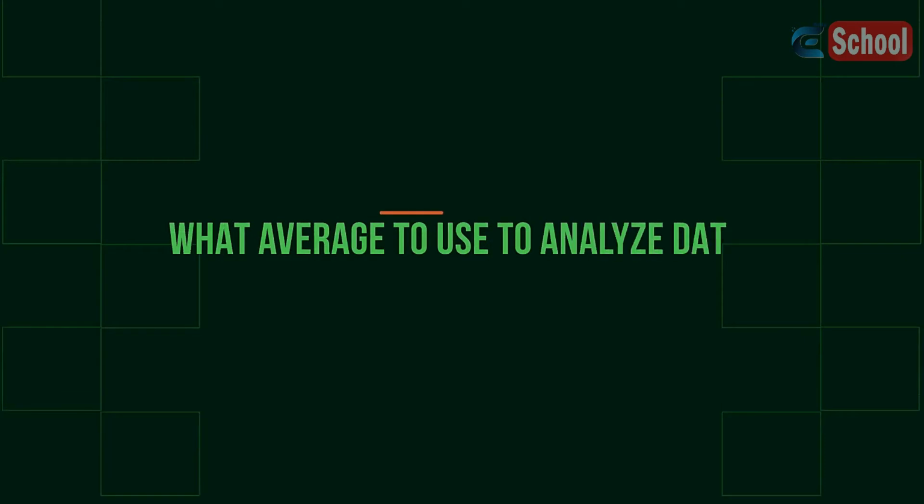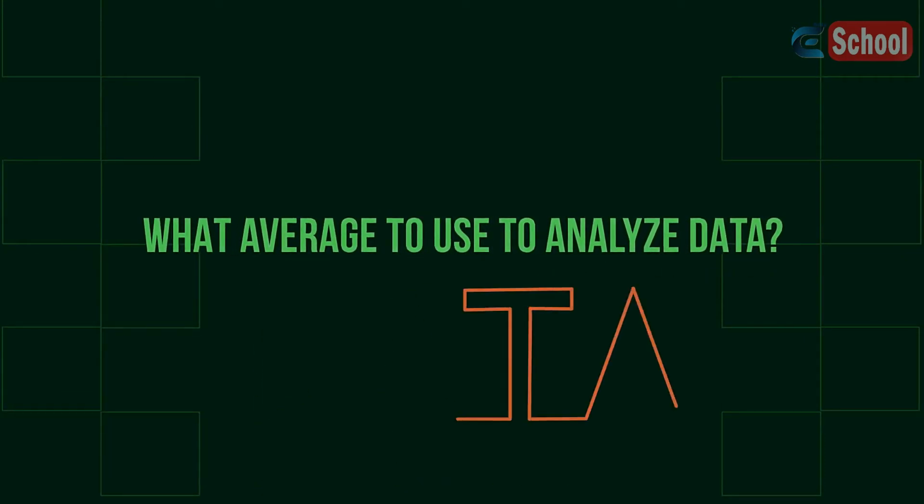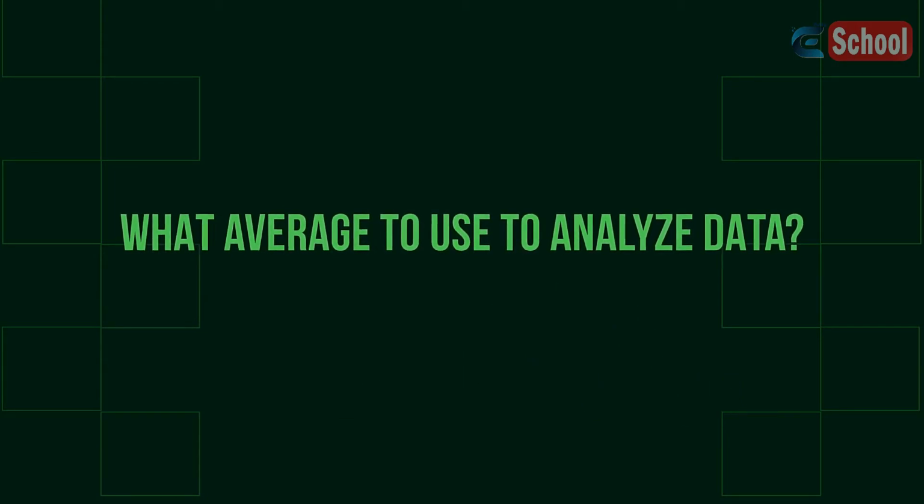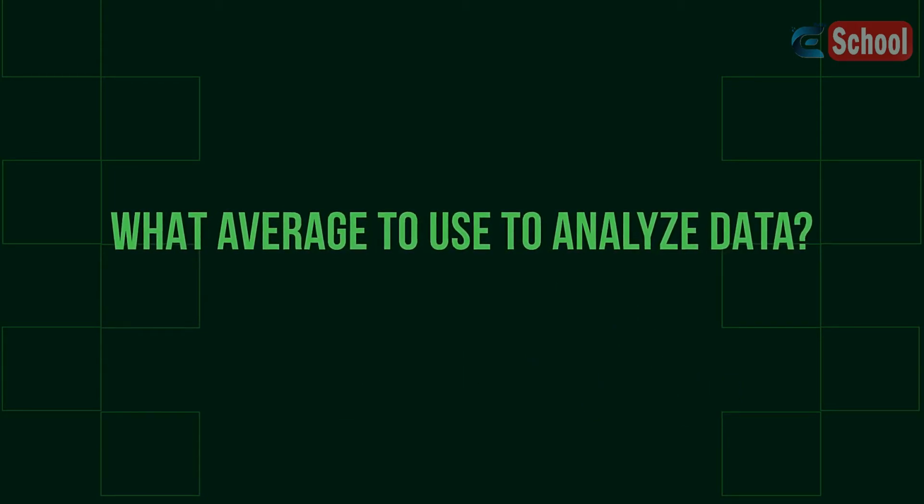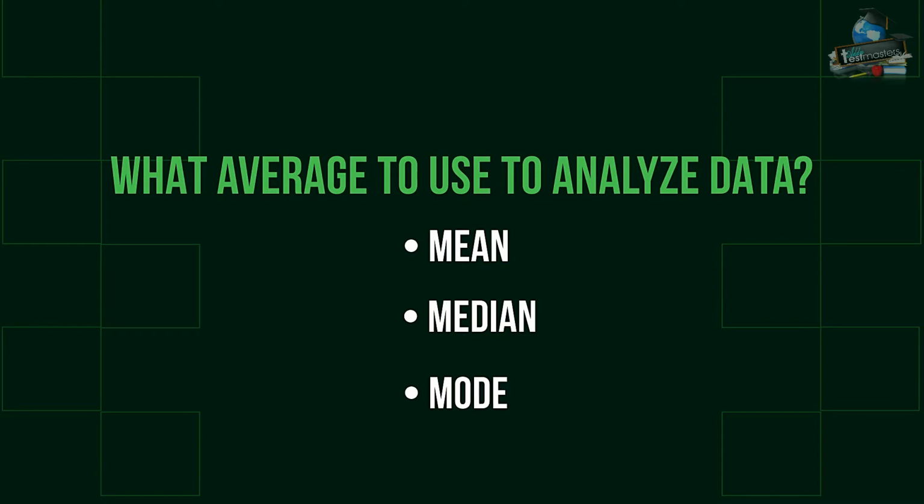Sometimes we need to choose what average to use to analyze data in order to get the most believable result. There are a lot of averages, and you can always construct your own for your problem. But here are all three most common ones: mean, median, and mode.